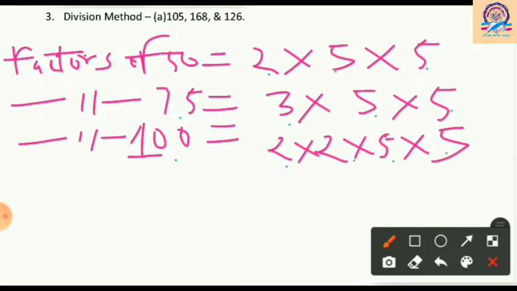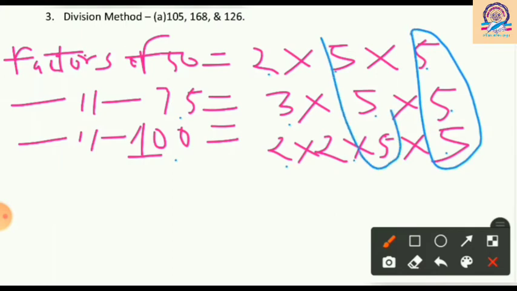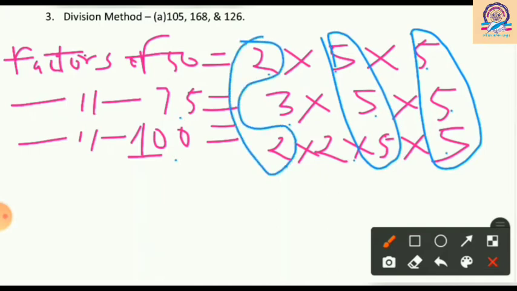So now which numbers are common in all of these? First you can see here at last 5 is common, so just circle it. Another pair of 5 is also common. And here you can see 2 and 2, so only 2 is common in 50 and 100. So we can also take that. If a number is common in all numbers, you can take that. And if a number is common only in two numbers like this 2, you can also take that.